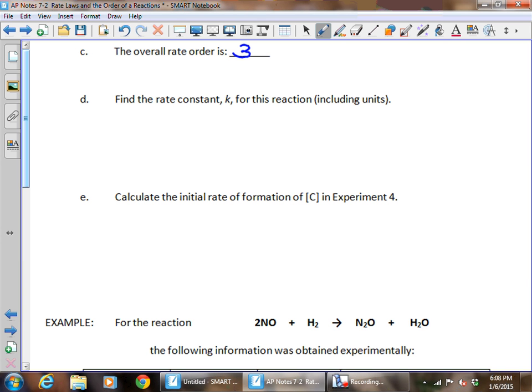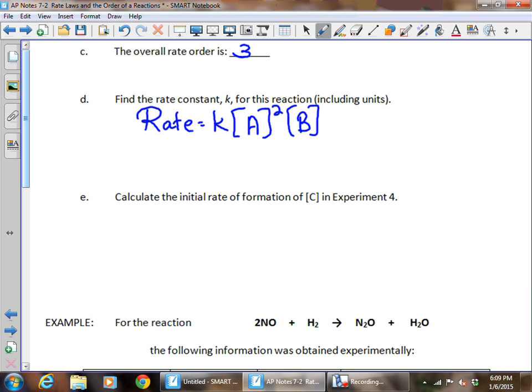So how do we find the rate constant now for this reaction? Well, now we know what the rate order is. We know that rate is equal to K, and both by inspection and mathematically, we determined that it was going to be A squared times B. And to find K now, simply pick any of the experiments and fill in those values for rate, for A, and for B, and you can find K now that we know what our exponents are.